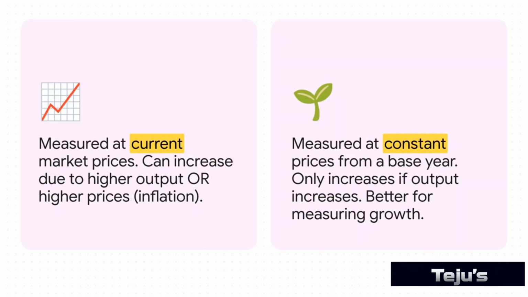Real GDP is smarter. It adjusts for inflation by using a fixed set of prices from a base year. So if you want to know if an economy is actually growing, are we making more stuff? Real GDP is the number you want to watch.